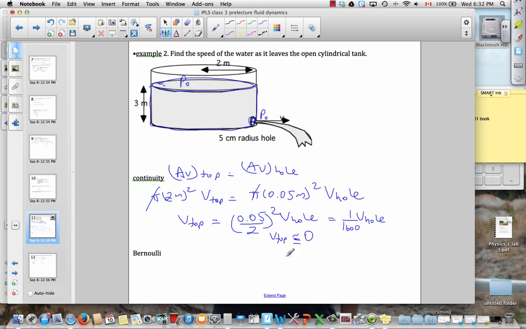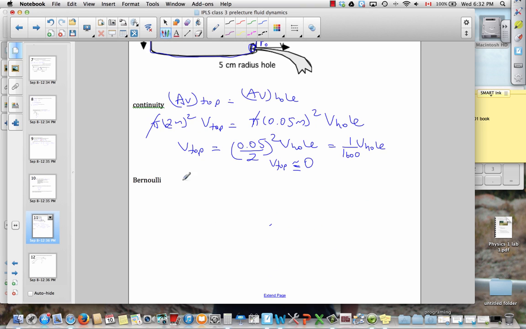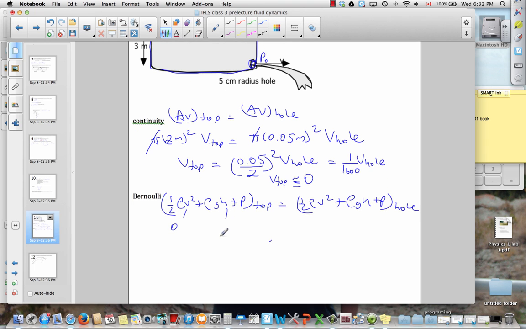Now this is just going to make our lives easier, because when we set up the Bernoulli, we're going to say a half rho v squared plus rho g h plus pressure at the top is going to equal a half rho v squared plus rho g h plus pressure at the hole. That's how we set up Bernoulli. So what do we know? Well, we just said up at the top, the speed is going to be 0. The height up at the top, we can see, is 3 meters. The pressure up at the top is atmospheric. At the hole, the speed is the unknown, the height is 0, and the pressure is again atmospheric.